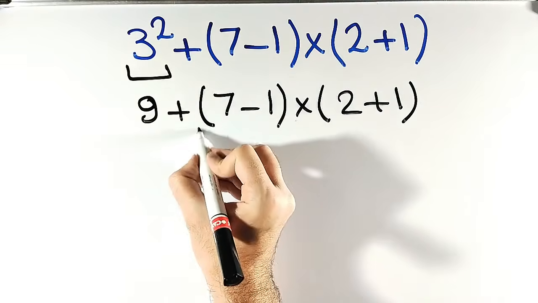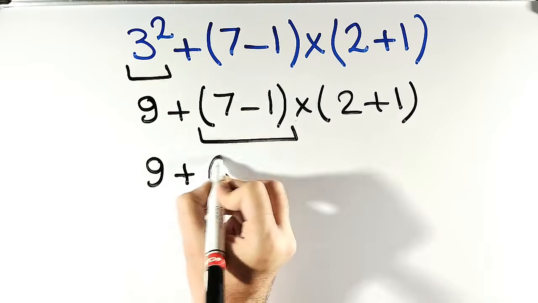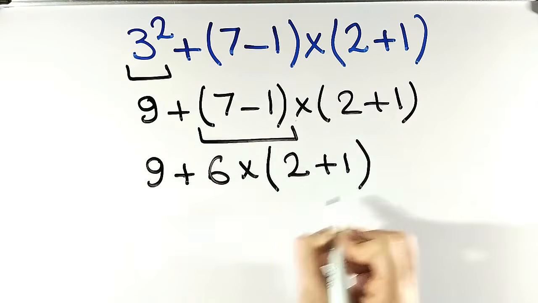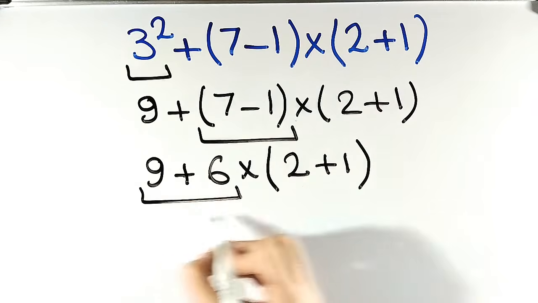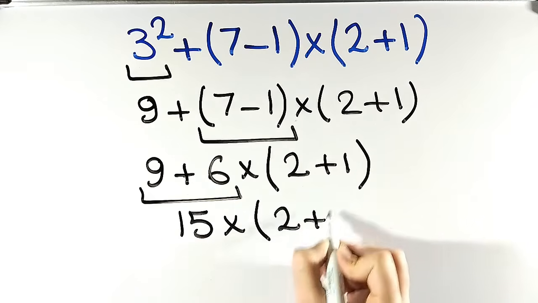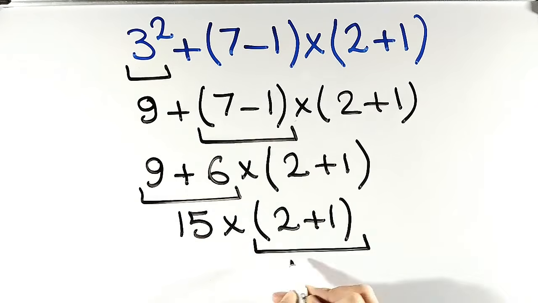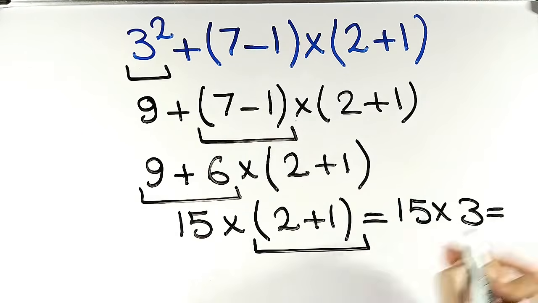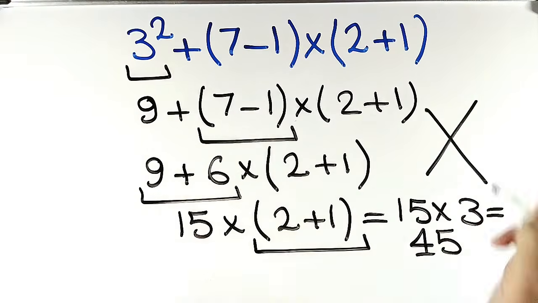And the next step, they go to the expression inside the first parentheses and write this expression as 9 plus 6 multiplied by open parentheses 2 plus 1 close parentheses. Then they go for the addition between 9 and 6 and write this expression as 15 multiplied by open parentheses 2 plus 1 close parentheses. Next, they go to the expression inside the parentheses and write this expression as 15 multiplied by 3, which finally gives them the answer 45. However, this answer is actually incorrect.